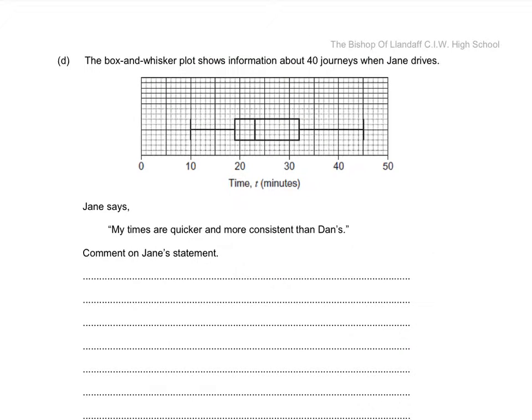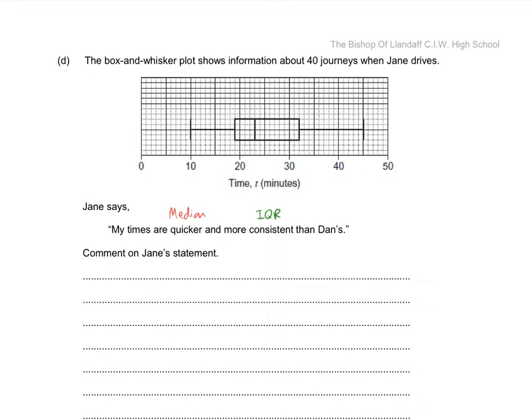Okay, now cumulative frequencies can also be drawn as box plots. And it says here that Jane makes the claim, my times are quicker and more consistent than Dan's. Now, to see if things are quicker, we would look at the average. So we'd look at the median time. To see if things are more consistent, we would look at the interquartile range.